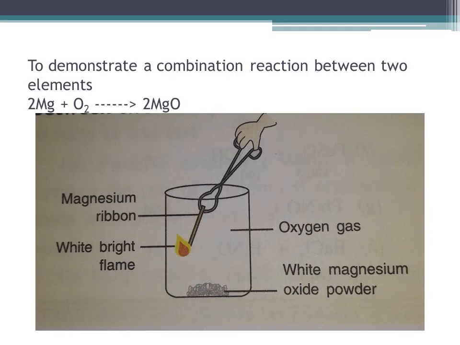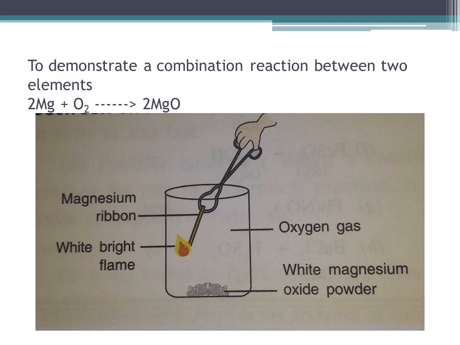Here is an activity to demonstrate a combination reaction between two elements. Take a magnesium ribbon and hold it with a tongs and heat it in the air. Now plunge it into a gas jar containing oxygen gas.